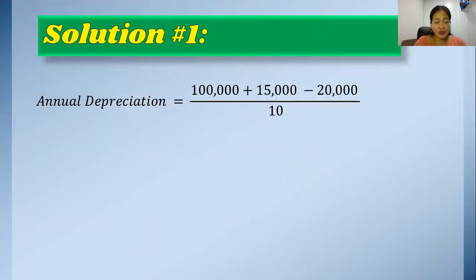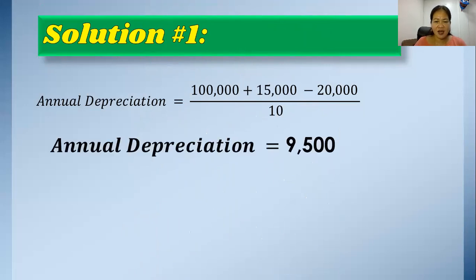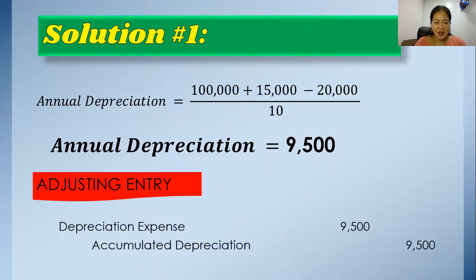So to compute the annual depreciation, it's 100,000 plus the installation cost of 15,000, a total cost of 115,000, minus 20,000, divided by the 10 years estimated life. So the annual depreciation is 9,500. So your adjusting entry should be a debit to depreciation expense 9,500 and a credit to accumulated depreciation 9,500.